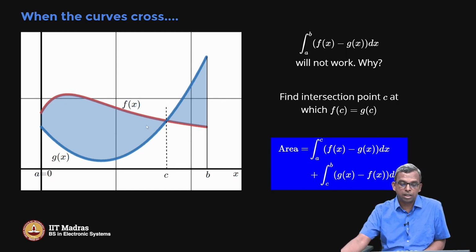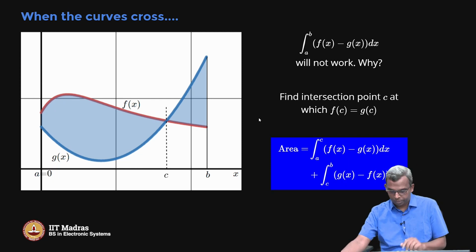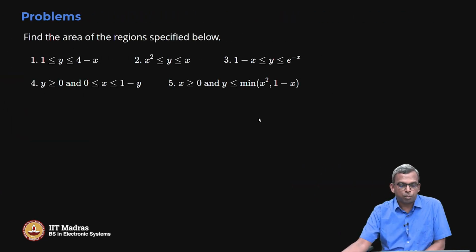So that also plays along with this same type of method. When they cross, you have to pay a little bit more attention. You have to look at where they cross and change the sign of what's inside the integration to get the correct area. Okay, I hope this is clear. So here are a bunch of problems.